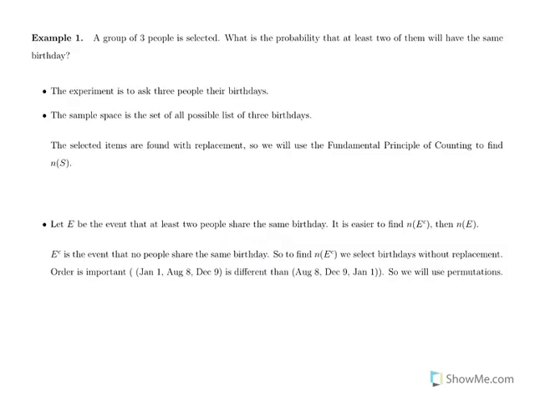All right, so let's look at an example. A group of 3 people is selected. What is the probability that at least 2 of them will have the same birthday? So first we need to think about the probability basics. That is, we are looking at an experiment, we have a sample space, we have an event, and we are looking at the probability, that is the size of the sample space and the event. So the experiment here is to ask 3 people their birthdays. The sample space is the set of all possible lists of 3 birthdays.